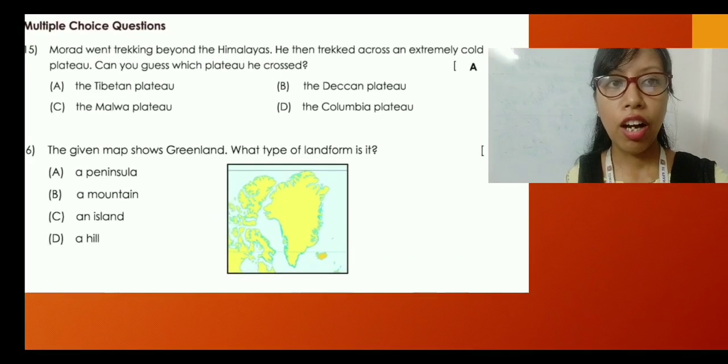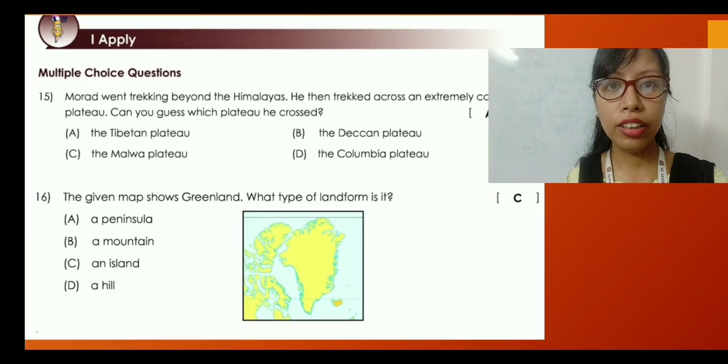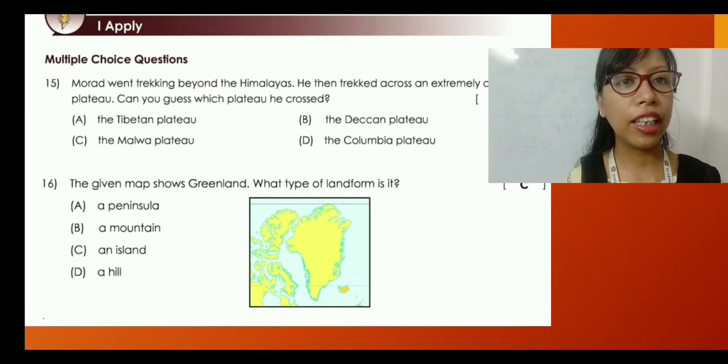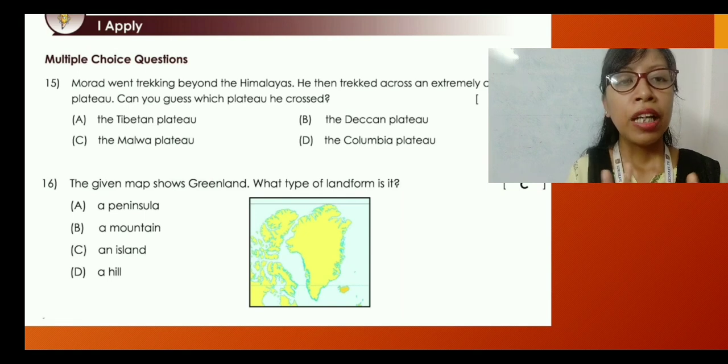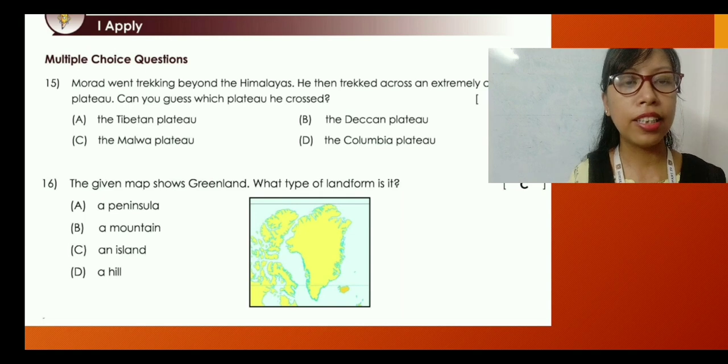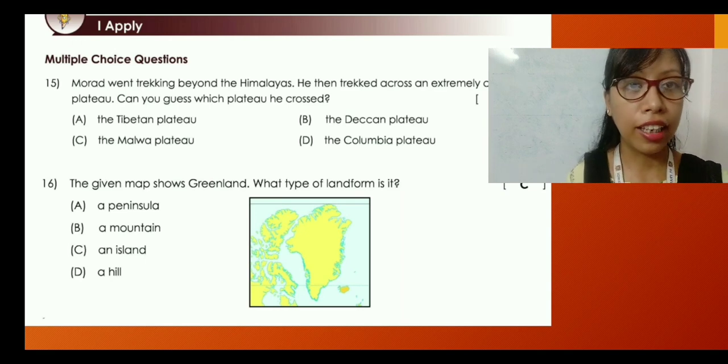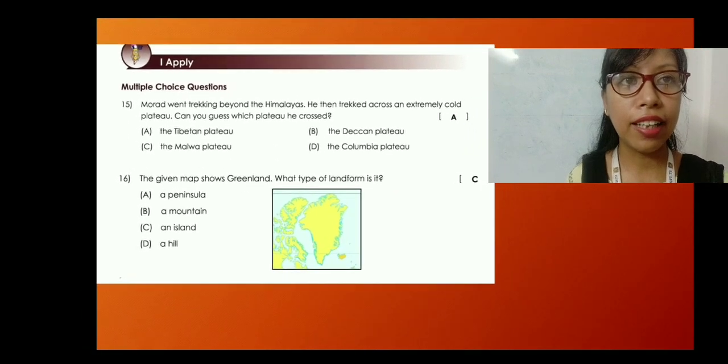A peninsula, a mountain, an island, or a hill. Now, as you can see, the whole yellow is a landform, right? So, it is a landmass. The landmass is surrounded by water from all sides. Therefore, when a land is surrounded by water from all sides, it is called an island. Therefore, Greenland is an island.